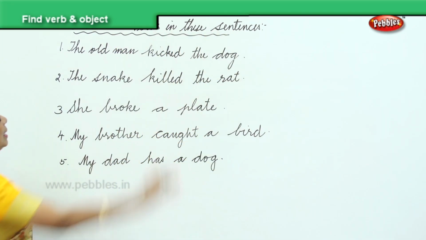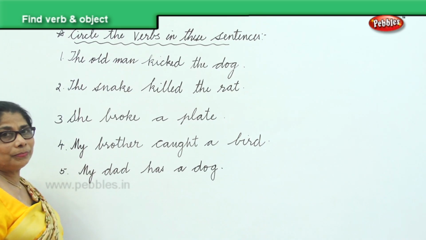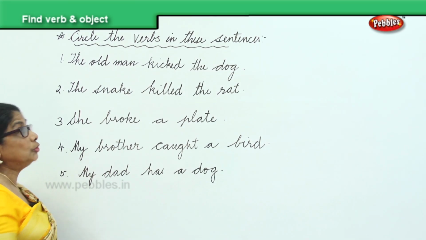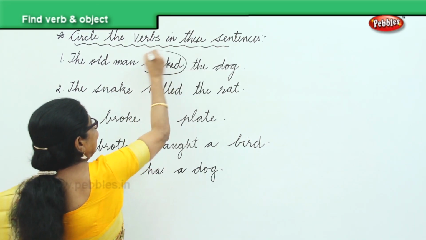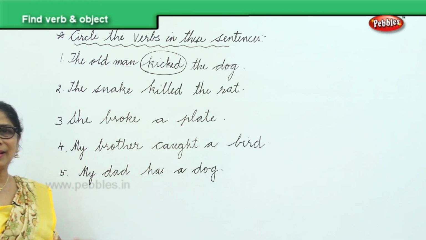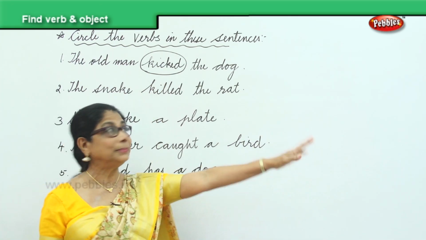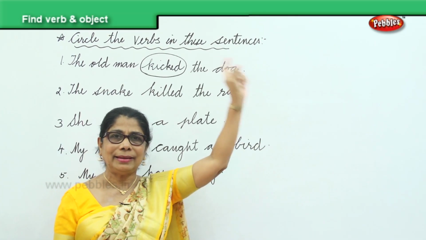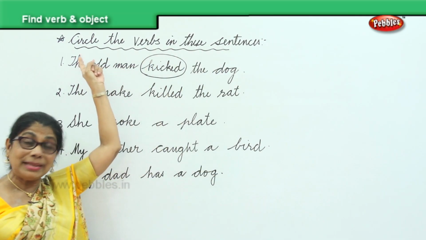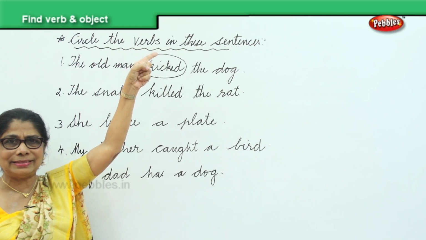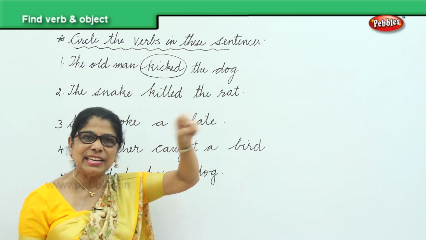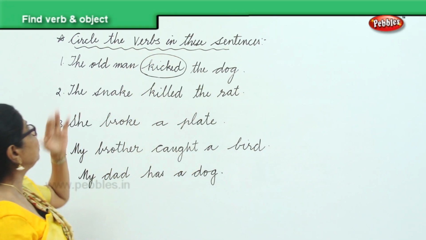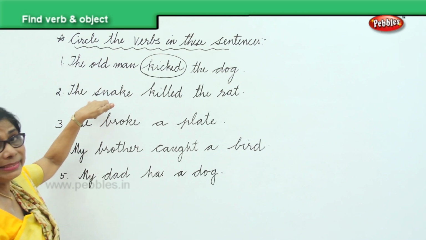Which is the subject? The old man. What is the action the old man is doing? The old man kicked. So what is the object here? The object is the dog. The old man kicked the dog. So you have the subject, and the verb is circled. What object did he kick? The dog. Okay. Next, circle the verb in the next sentence.